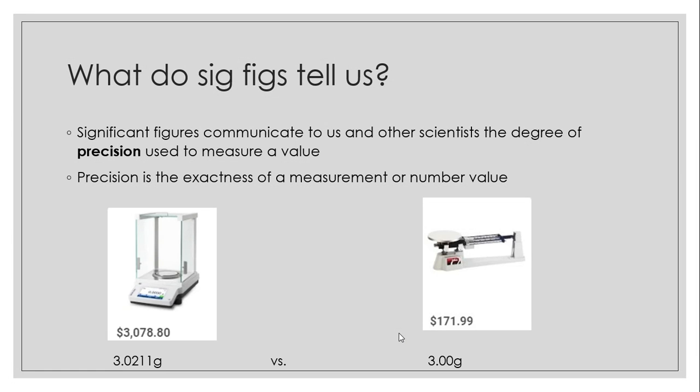So I have 2 scales here that we could compare. Let's say we put the same sample on either scale and measured them. And this scale tells me 3.00 grams is my sample. And this analytical scale or balance over here is going to tell me 3.0211 grams. It's the same sample, but one is giving me a way more precise answer than the other one. And you'll notice one is a lot more expensive than the other one.